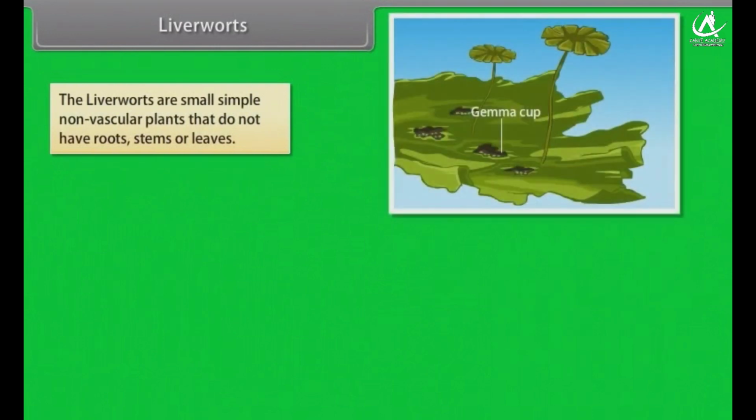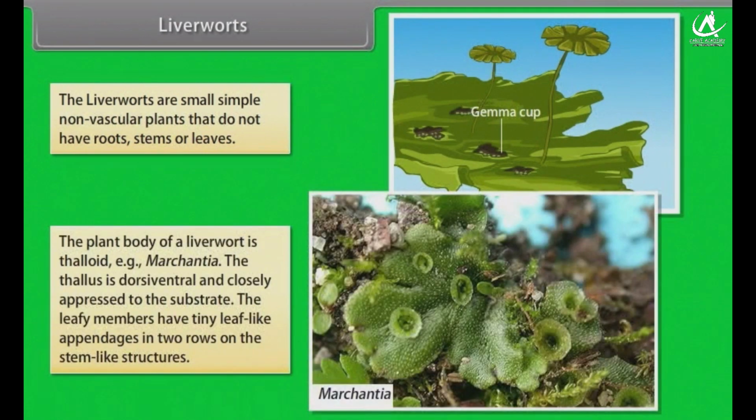The liverworts are small, simple non-vascular plants that do not have roots, stems, or leaves. The plant body of a liverwort is thalloid, for example, Marchantia. The thallus is dorsiventral and closely pressed to the substrate. The leafy members have tiny leaf-like appendages in 2 rows on the stem-like structures.